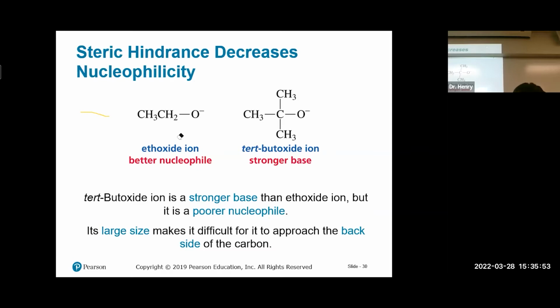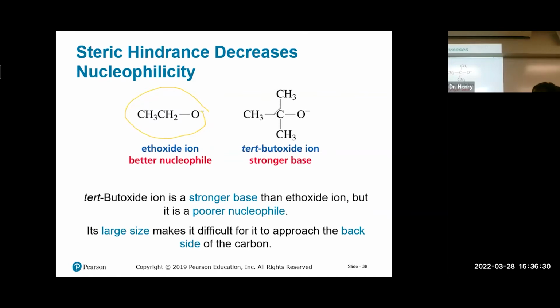Okay, so if we take a look at this, here is ethoxide, and then this is tert-butoxide ion. Okay, so this case is going to be a better nucleophile. The ethoxide is going to be a better nucleophile than the tert-butoxide because of the steric hindrance.